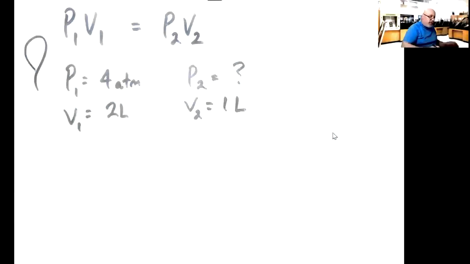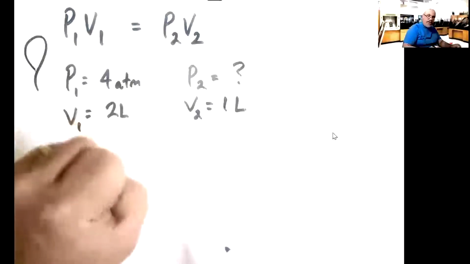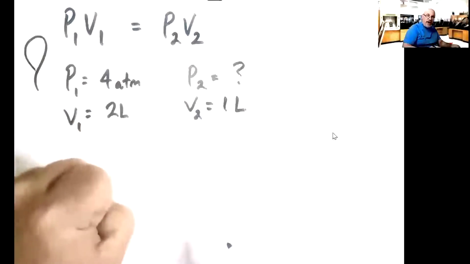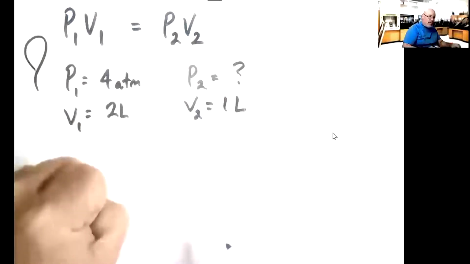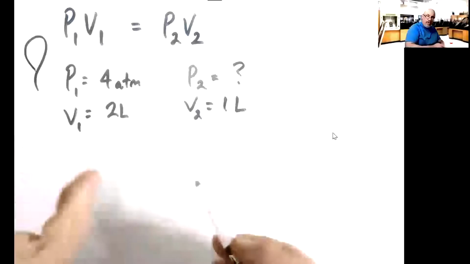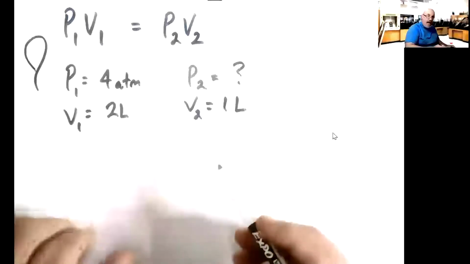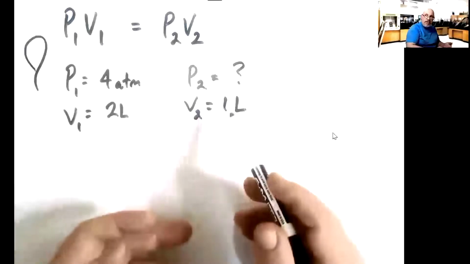P2 is unknown. So this would be like you take a balloon that's a certain size, and then you would squeeze it from the side. And when you squeeze it from the side, you'd make the volume smaller, right? If you squeeze it, you're reducing its volume. And the question is, what happens to the pressure?